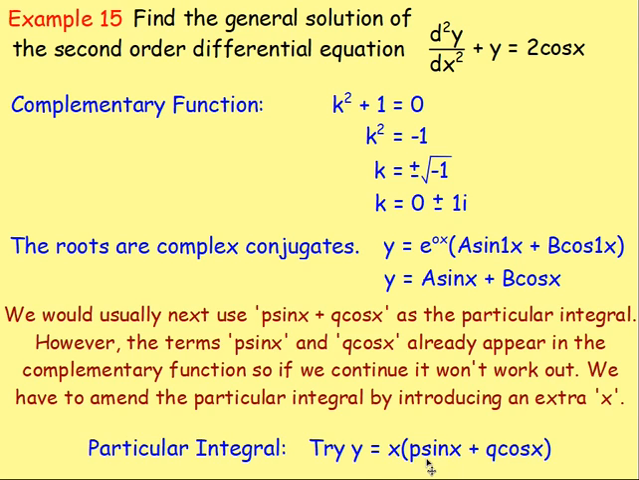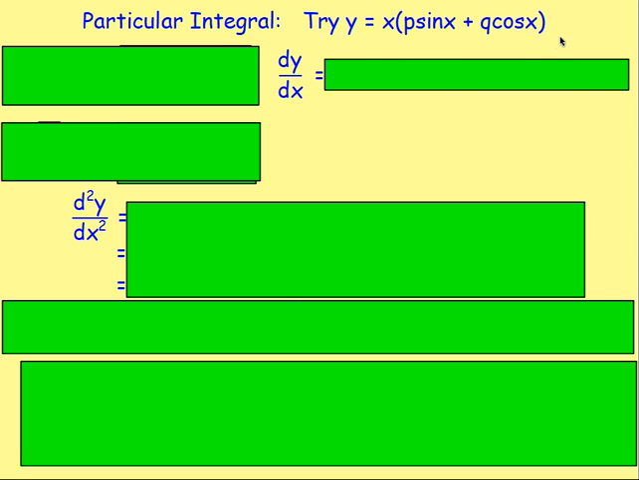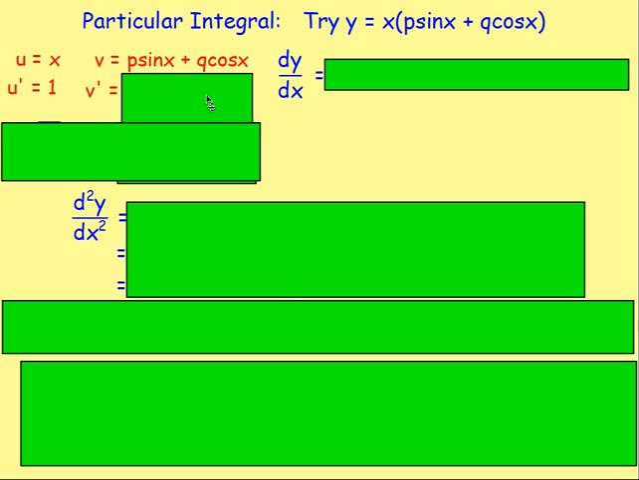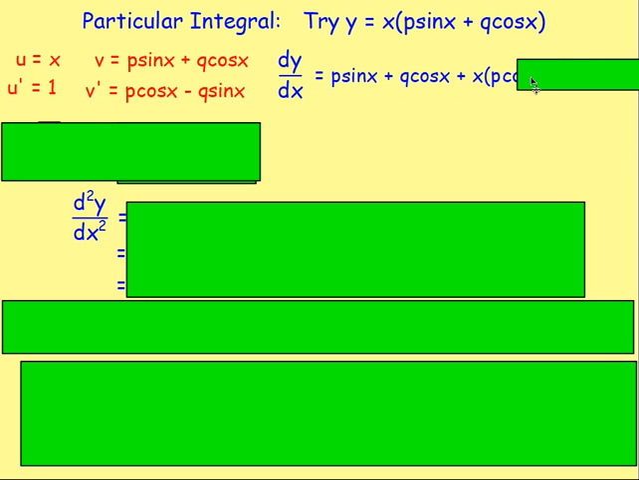We know after we get the particular integral, we have to differentiate that, and differentiate it again to get d2y by dx squared. So let's do that. Differentiating this particular integral, how would you do that? Perfect. Once again, you want to use the product rule because it's x times something in terms of x. So let u equal x, u dash therefore will be 1. V is going to be p sine x plus q cos x, and if you differentiate that, you will end up with p cos x minus q sine x. dy by dx therefore is u dash v plus u v dash, which gives you p sine x plus q cos x plus x times p cos x minus q sine x.